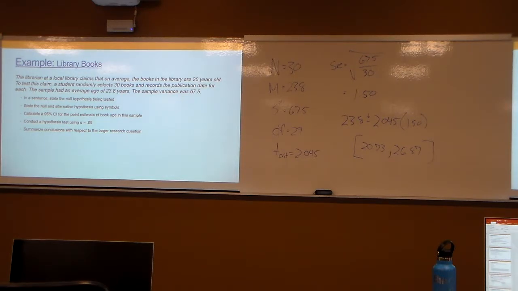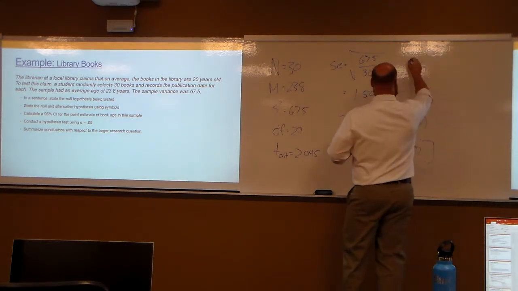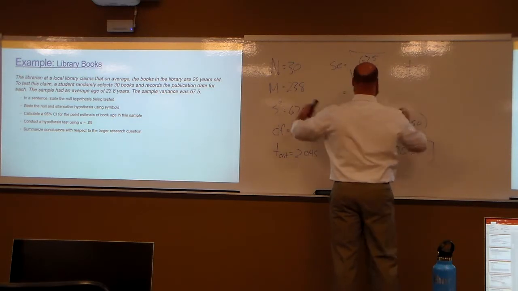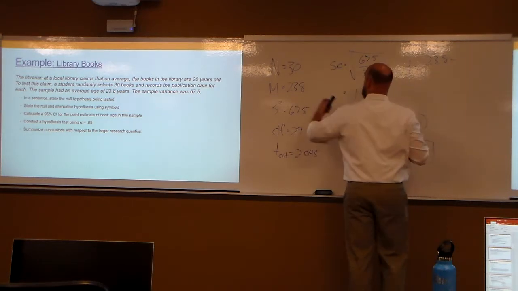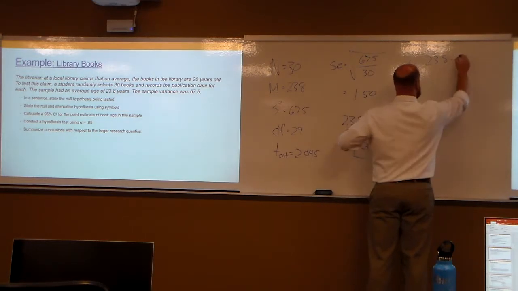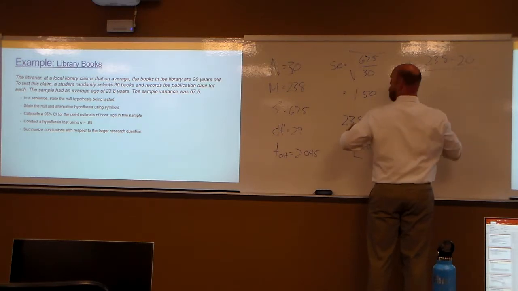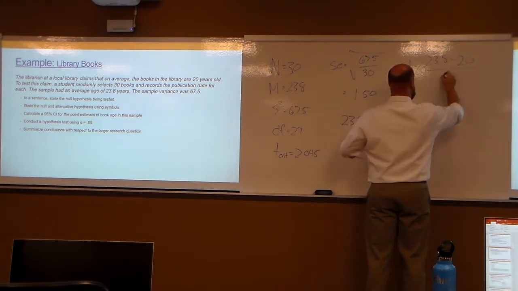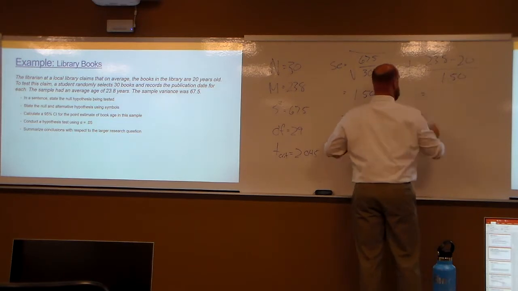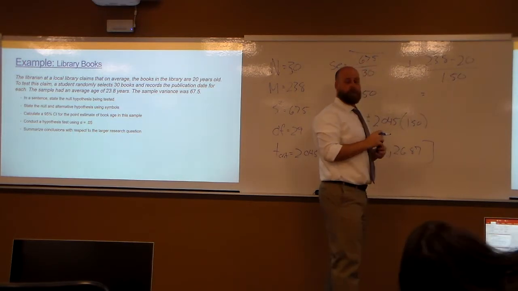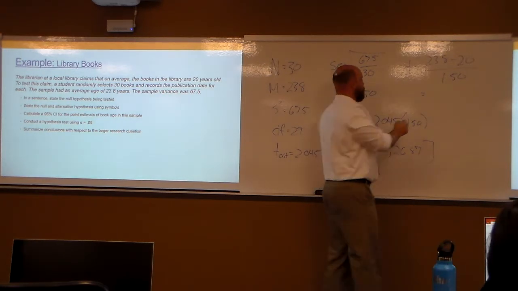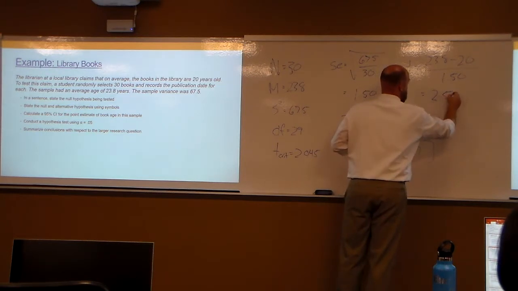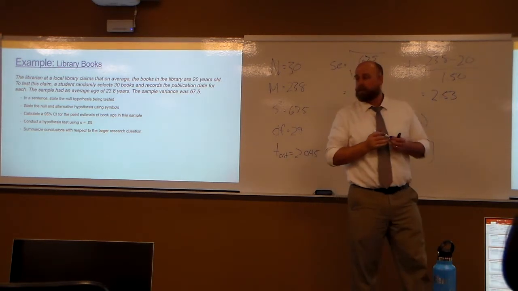Okay. Conduct a hypothesis test at alpha 0.05, right? So we've got most of our work done here. T is going to be equal to 23.8 minus my value under my null, which is 20, over my standard error 1.50. That gives me a T statistic of what? 2.53. Is that what we got? Okay.